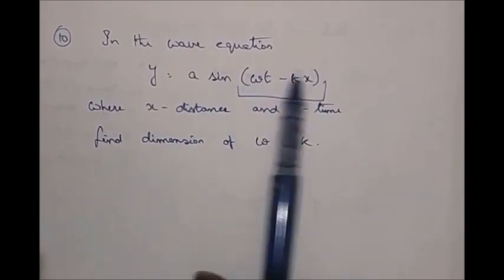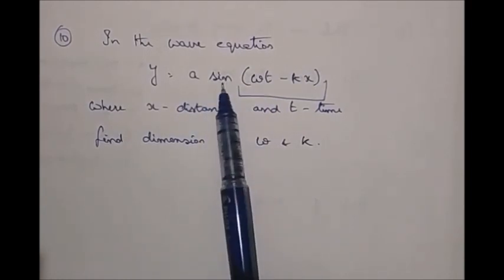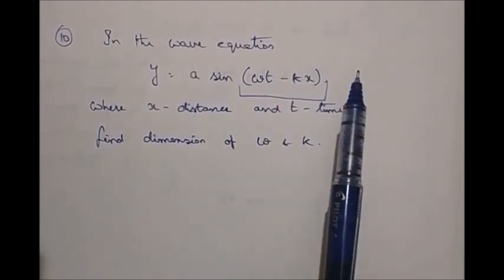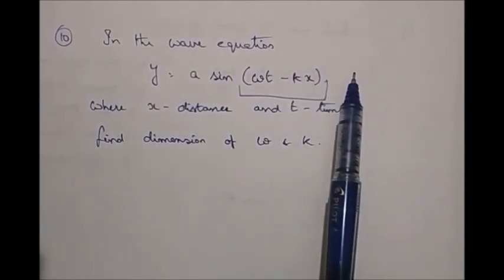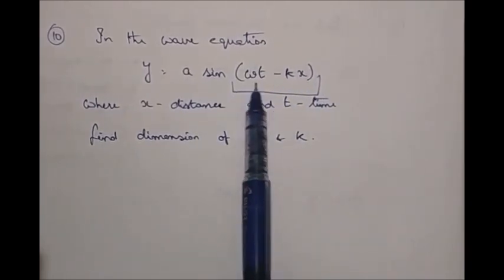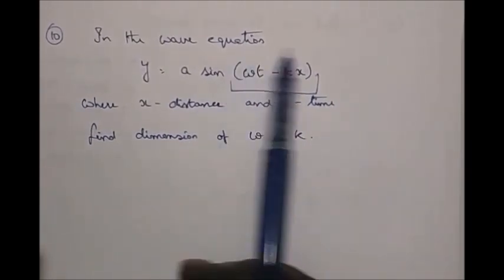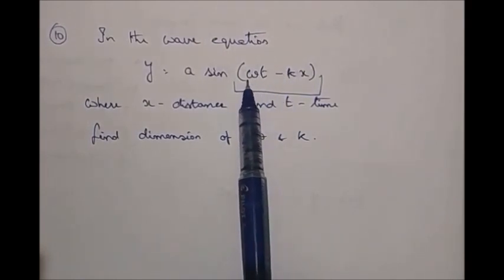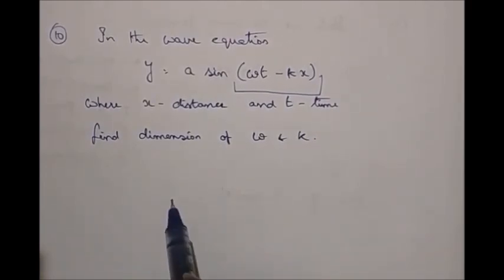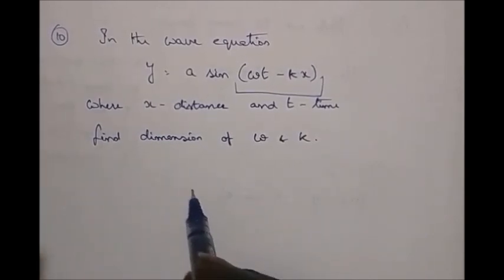Anything within the bracket of sine theta, cos theta, tan theta, or any other trigonometric identity is dimensionless. That has to be very clear for all of us. So omega t minus kx also should be dimensionless. That means a dimensionless quantity minus another dimensionless quantity gives another dimensionless quantity. So we go about it like this.